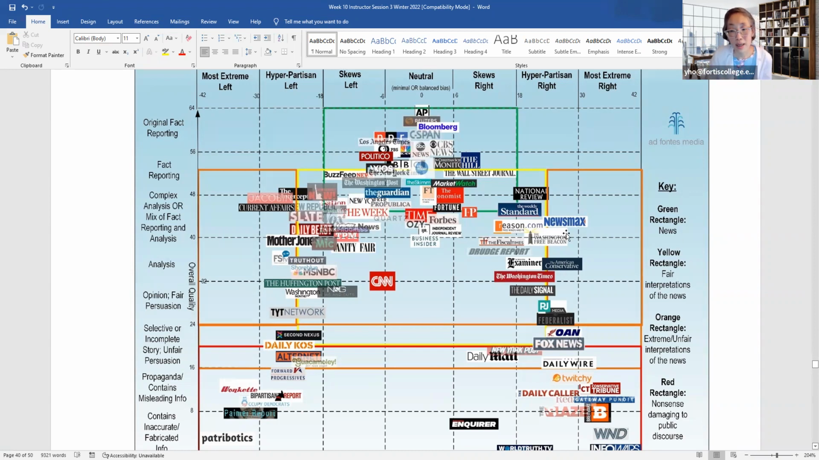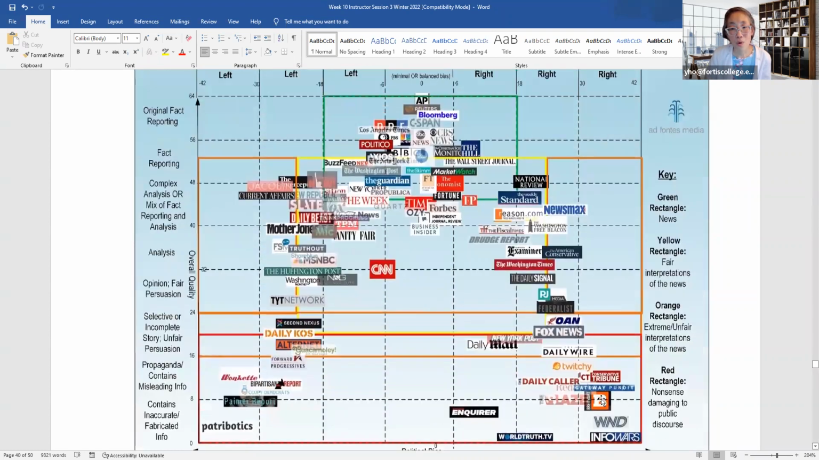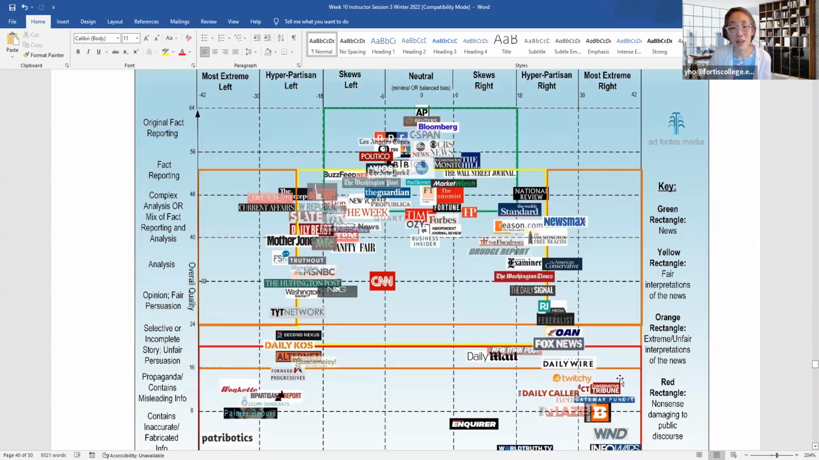So if you listen to something like Newsmax or the Daily Signal, Fox News, or the Daily Caller, the Tribune, InfoWars, National Review, all of these are the extreme or hyper. In other words, they're for Trump. On this side, Current Affairs, Truth Out, Daily Kos, these are all for Biden. And as you go this way, it becomes more progressive. And so you notice that most media either skews to the left or skews to the right. Very few media is in the middle.